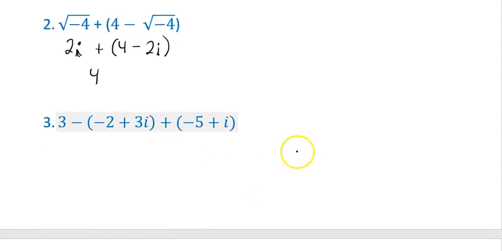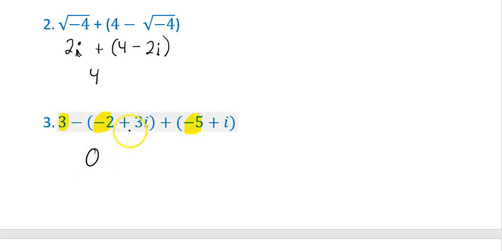Example 3 has a little bit more to it. I have 3 minus -2 plus 3i plus -5 plus i. I can take all the parts that are the number parts, so let me highlight those, and put those together. Just use the correct sign. So here I have a subtraction. 3 minus -2 would be a +5. Plus a -5 would be 0. So I got a +5 here, add -5, got 0.